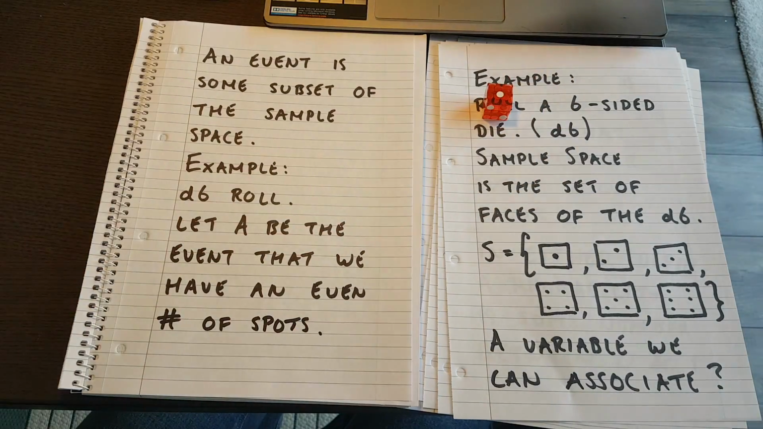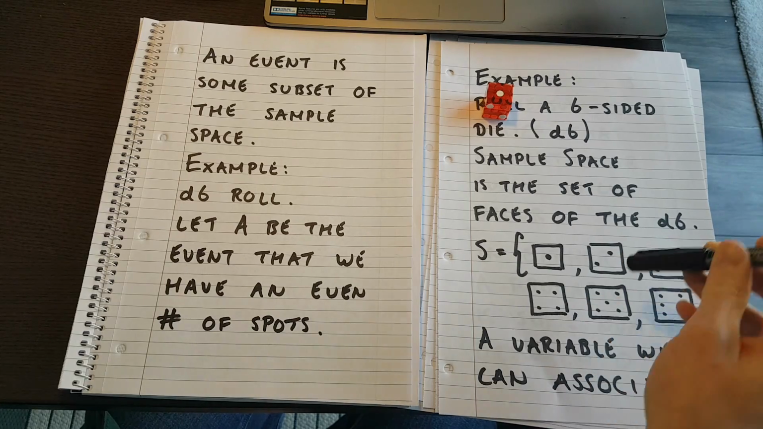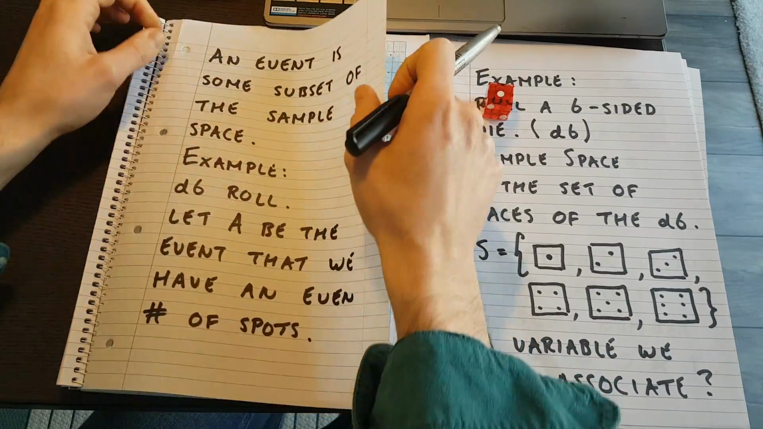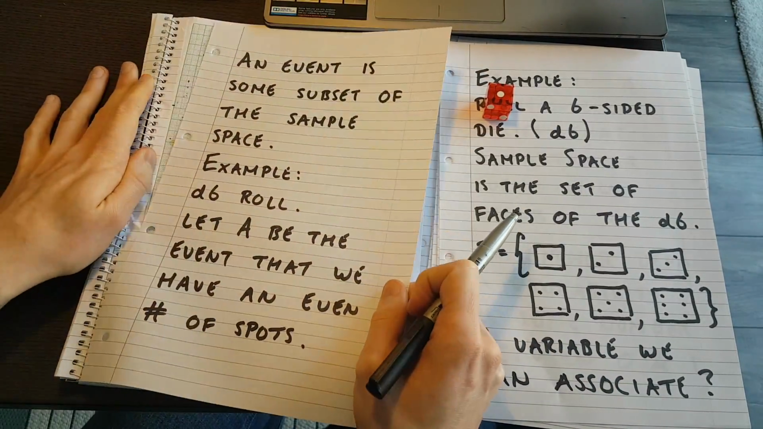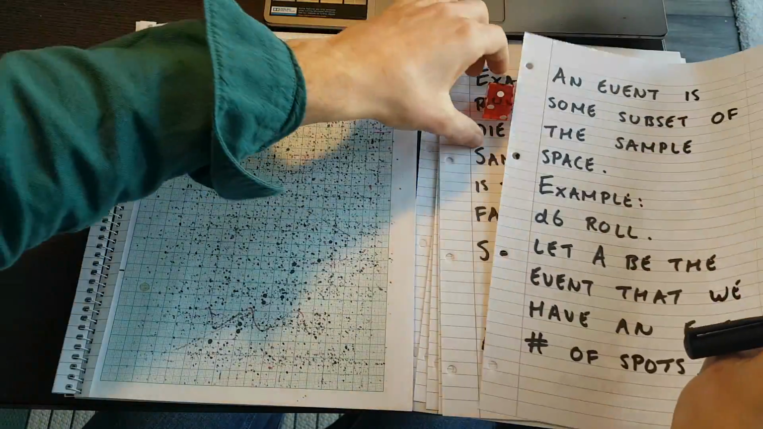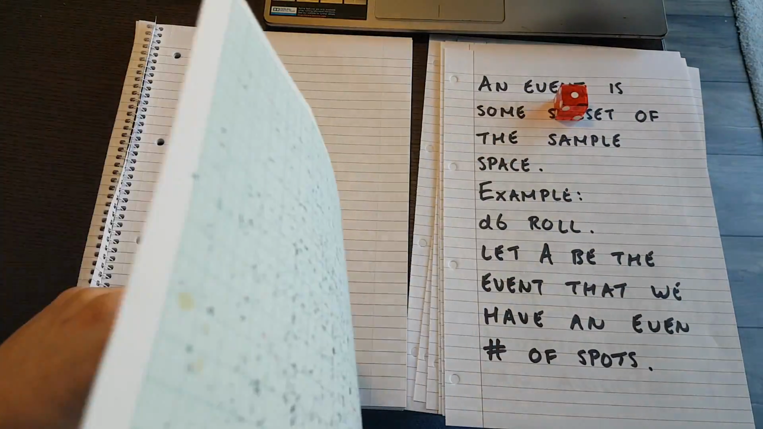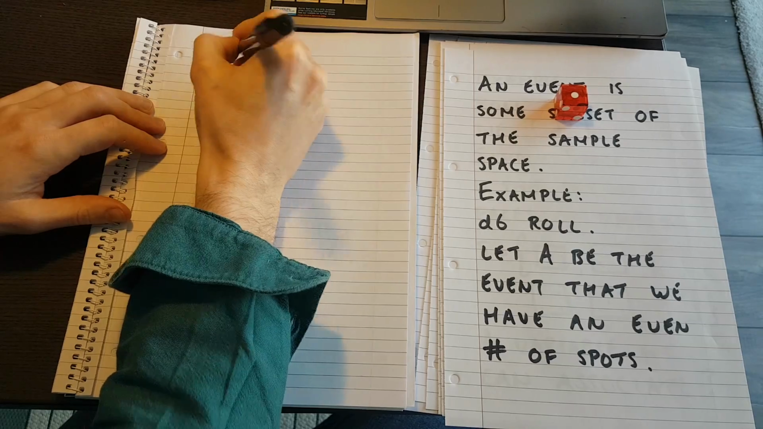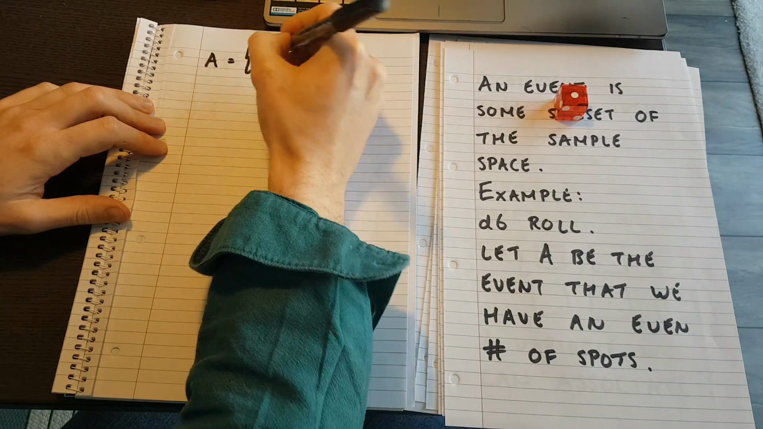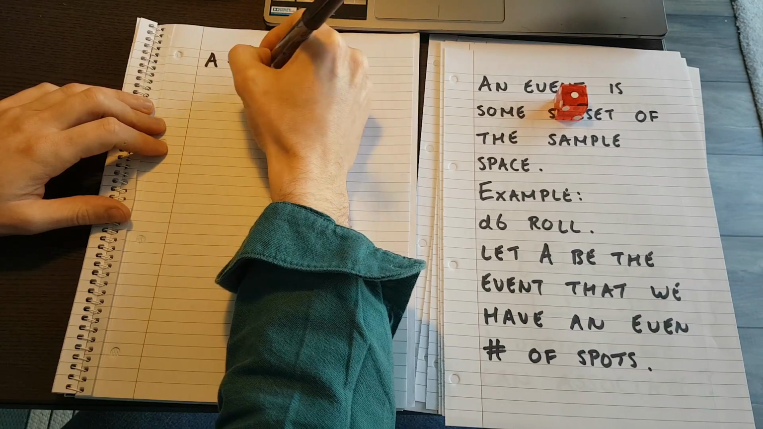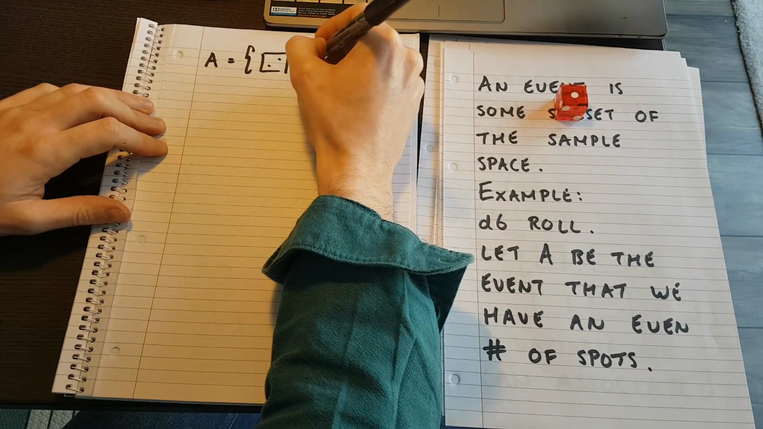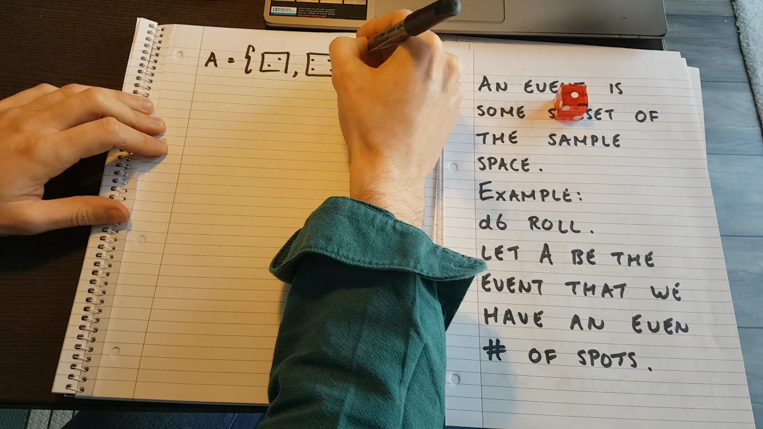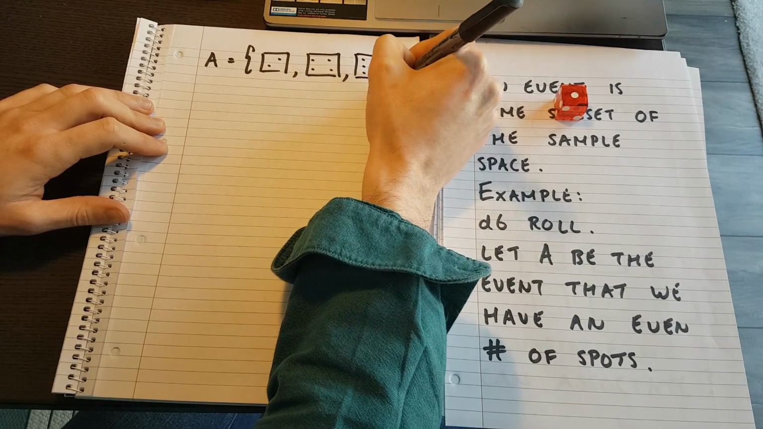Okay, so what would that be? Well, the even numbers would be 2, 4, and 6. So A here would be an event. It would be the two-sided face, the four-sided face, and the six-sided face. That's my event.